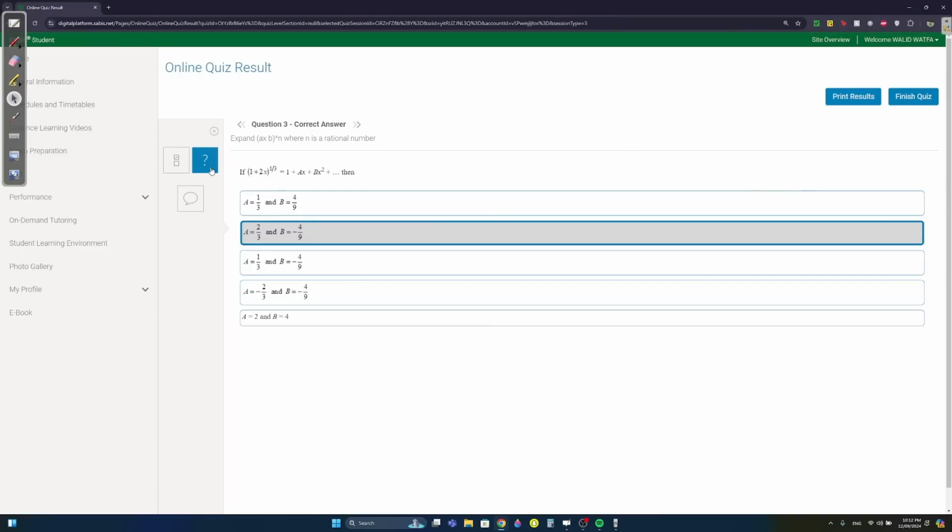Question 3. If 1 plus 2x to the power of 1/3 is this, what is a and b? Okay, let's solve. We have to expand 1 plus 2x to the power of 1 over 3. How do we expand this? First thing you check is if the first number is 1. If it is, then you can apply the rule up until infinity, right? So let's see. We obviously want the first 3 terms.